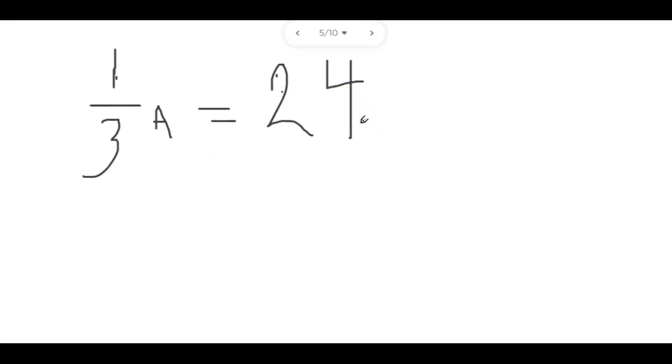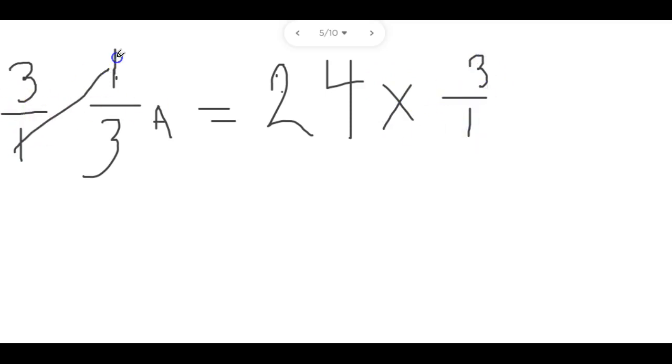Hoping that you worked that problem out. So remember, we're using inverse operations, and this is saying 1/3 times a. So the inverse of 1/3 is going to be multiplying both sides by the fraction 3/1. When you multiply that, let's do it on the other side too, times 3/1. So this cancels out.